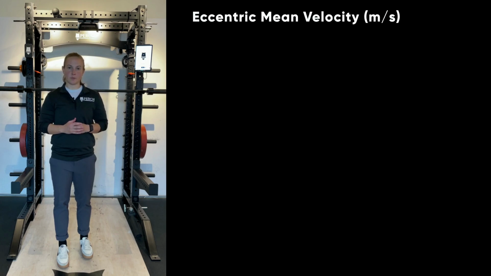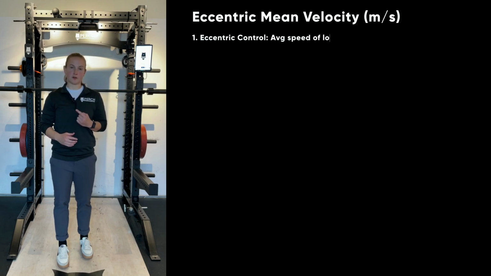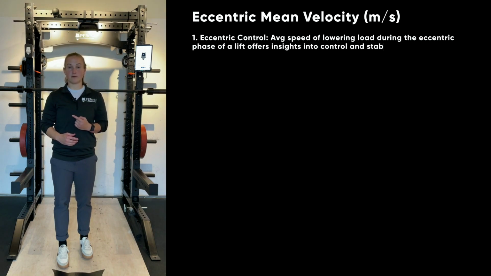The first is eccentric mean velocity. Eccentric mean velocity is the average velocity of the eccentric portion of the movement. Here are some ways this metric can be used to inform performance. Number 1, eccentric control. It reflects the average speed at which an athlete lowers a load during the eccentric phase of a lift, offering insights into their control and stability.